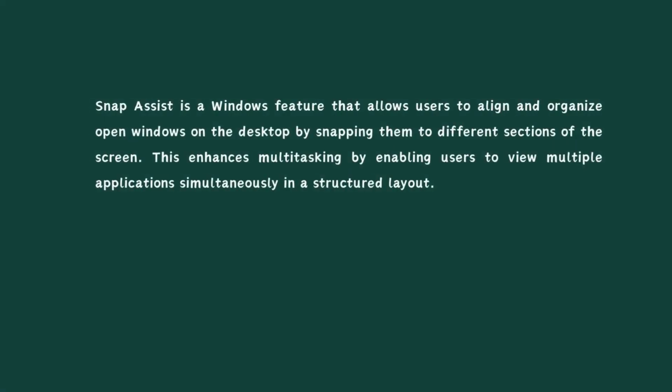Snap Assist is a Windows feature that allows users to align and organize open windows on the desktop by snapping them to different sections of the screen. This enhances multitasking by enabling users to view multiple applications simultaneously in a structured layout.